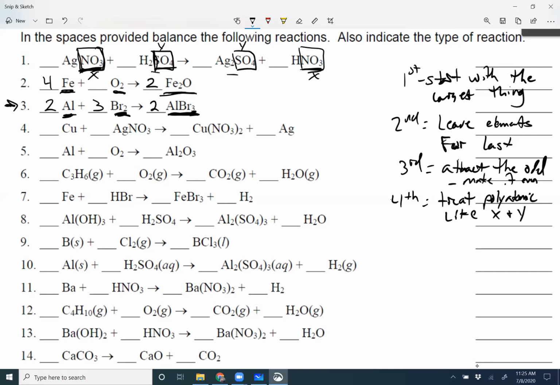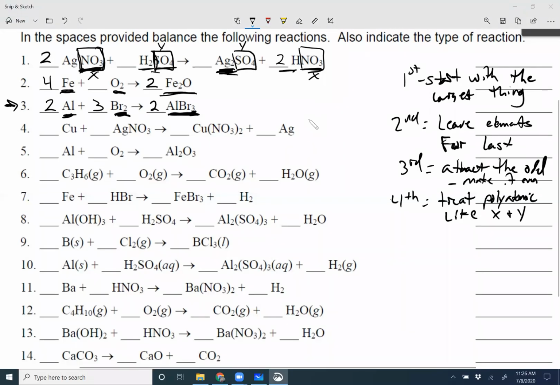So first things first, it says silver is a 2. So we're going to put a 2 here. That balances out our silvers. But now I have 2 X's, or 2 nitrates. So I'm going to go over here and I have 2 X's. So I also have 2 nitrates. This gives me 2 hydrogens, which is exactly what I have. So that right there is tip number 4 in action, where we can leave things balanced on both sides.